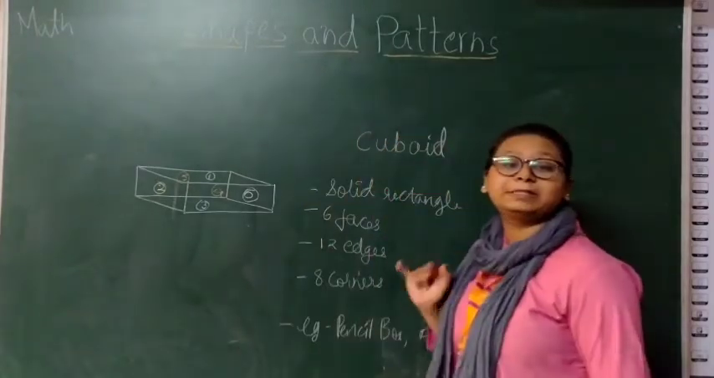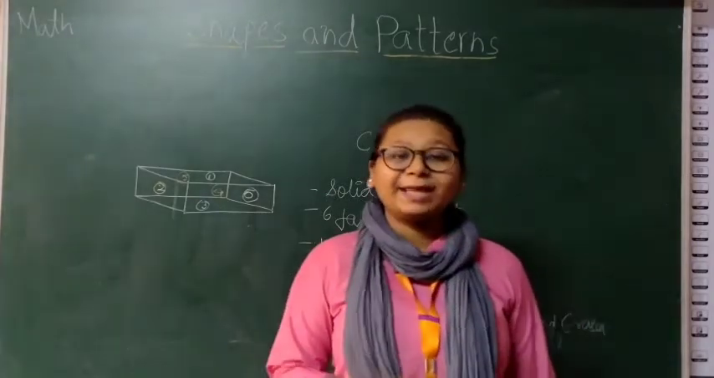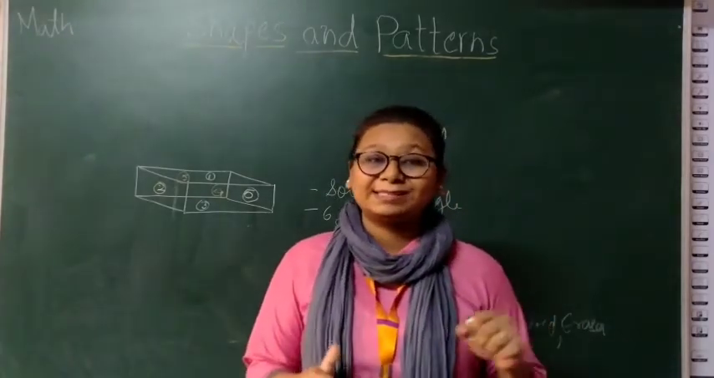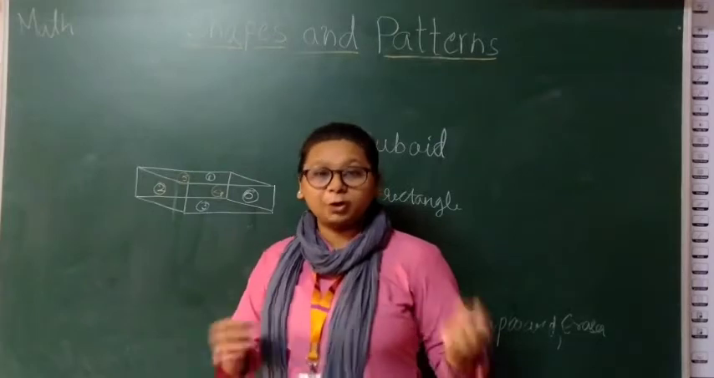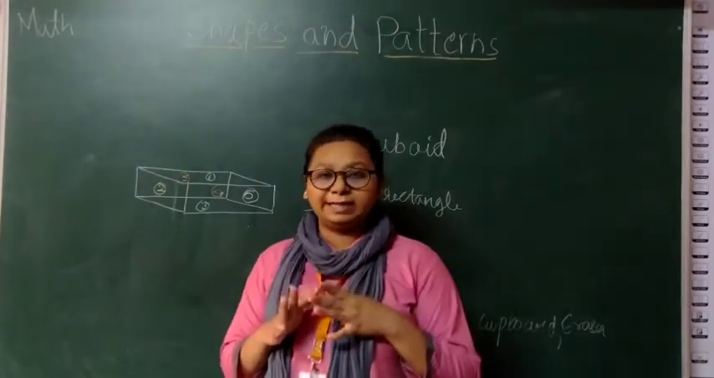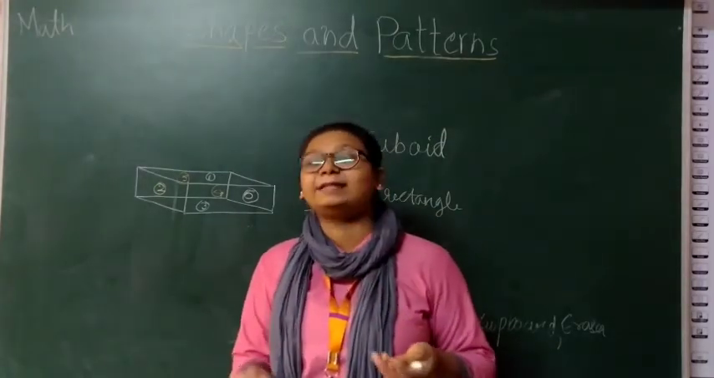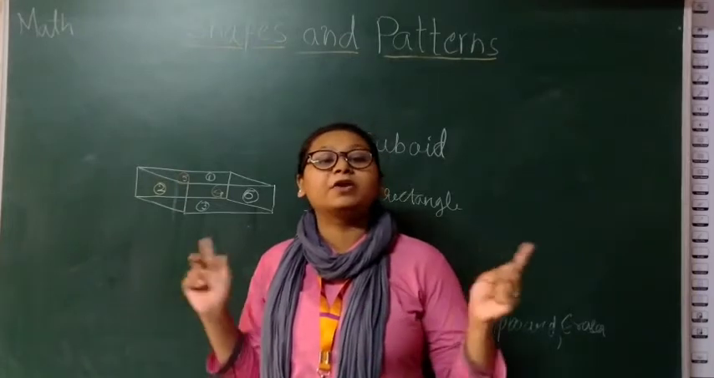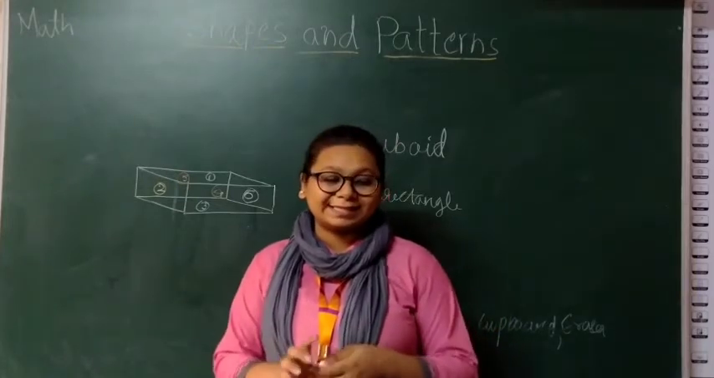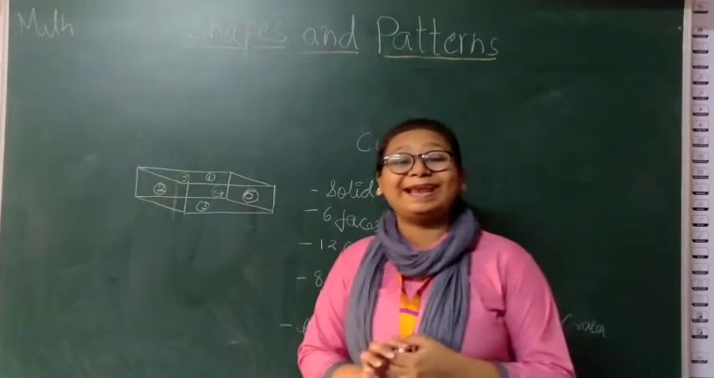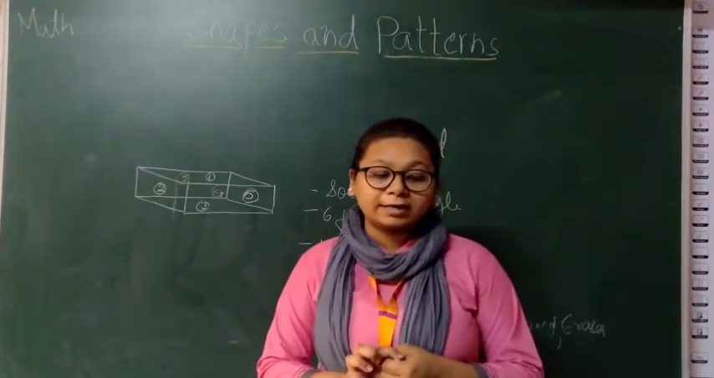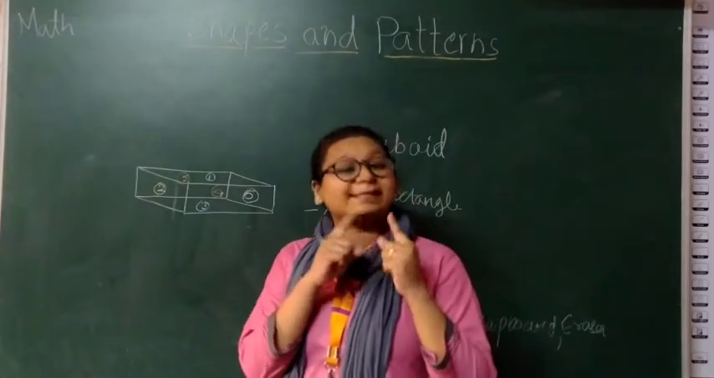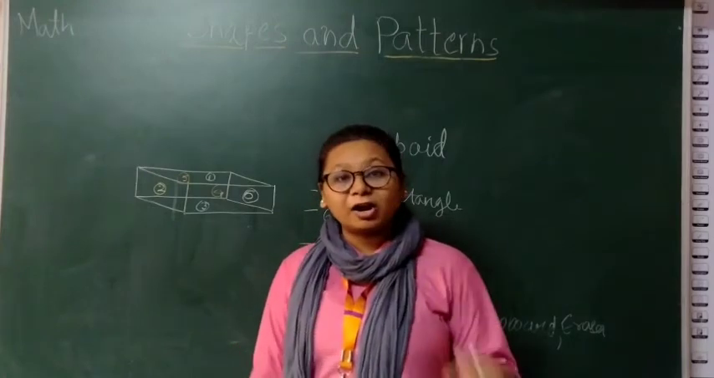The cuboid also has 12 edges. What are the edges? Where two faces of the cuboid meet each other, it is known as an edge. So same like the cube, the cuboid also has 12 edges and the cuboid has 8 corners. Now what are corners? A point where two edges meet each other is called a corner.